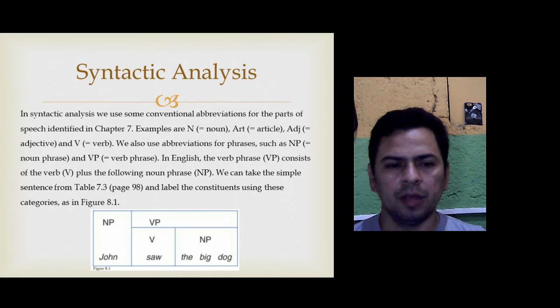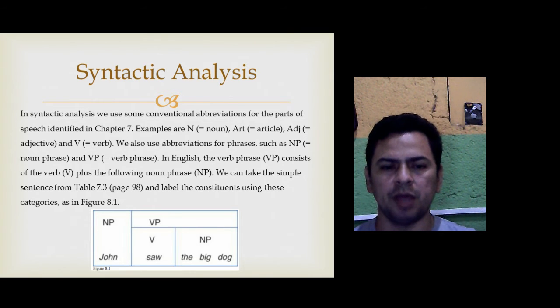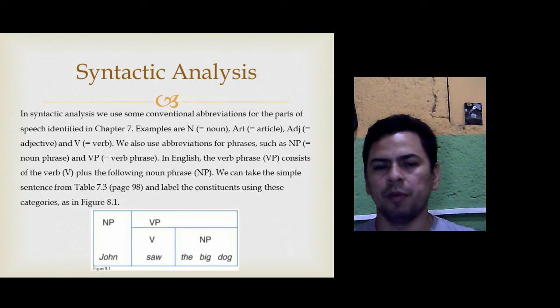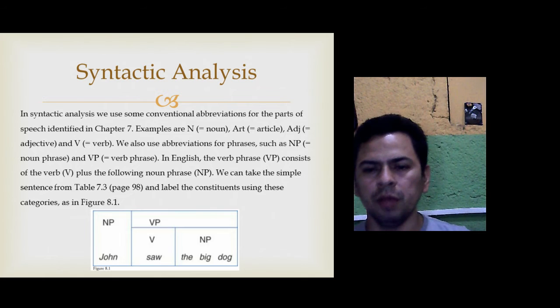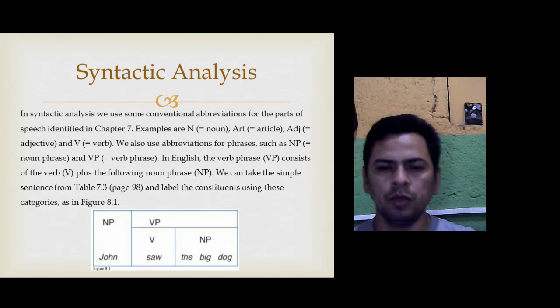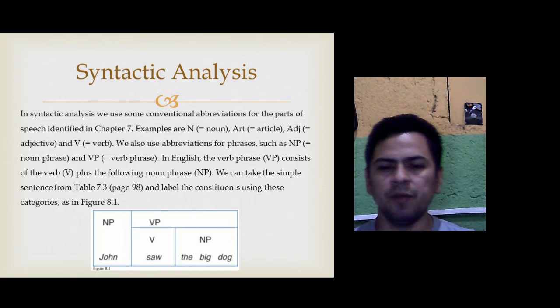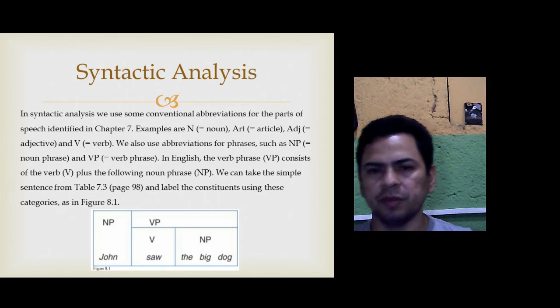Syntactic analysis. In syntactic analysis, we use some conventional abbreviations for parts of speech, identified in this chapter 7. Examples are N equals noun, Art equals article, Adj equals adjective, and V equals verb. We use abbreviations for phrases such as NP, noun phrases, and VP, verb phrases. In English, the verb phrase consists of the verb plus the following noun phrase.